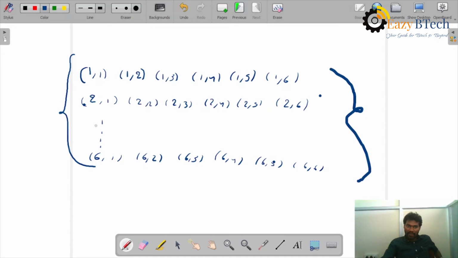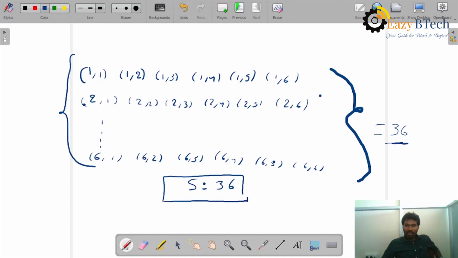So the first one is fixed, 1 2 3 4 5 6, and the second one is changing. So these are the number of chances, and if you add all of these, totally 36 chances are there. So that means my sample space S is equal to 36. Not probability, but the total number of outcomes of your sample space. So first you should define the sample space.